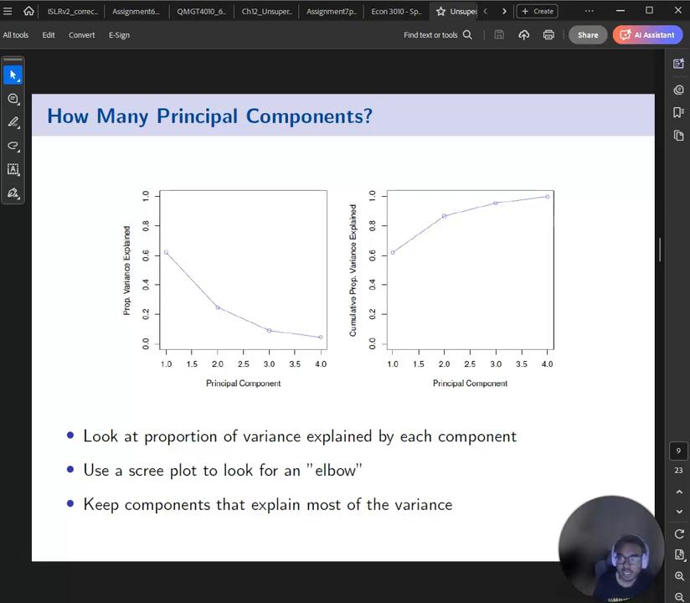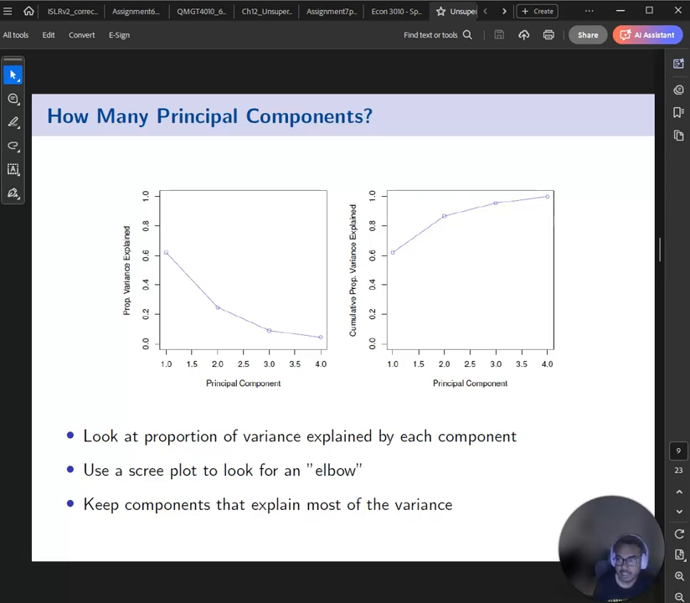When using PCA, we need to decide how many components to keep. Remember, we can have as many principal components as we have original variables, but the whole point is to reduce dimensions. So we want to keep as few as possible. One approach is to look at the proportion of variance explained by each component. The first graph on the left shows us exactly that. The proportion of variance explained by each component is plotted against the number of components.